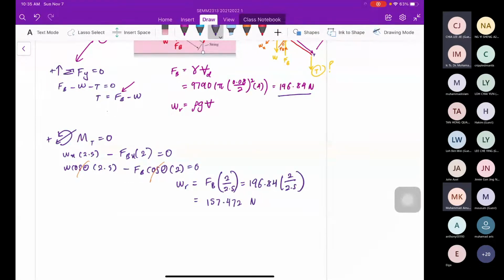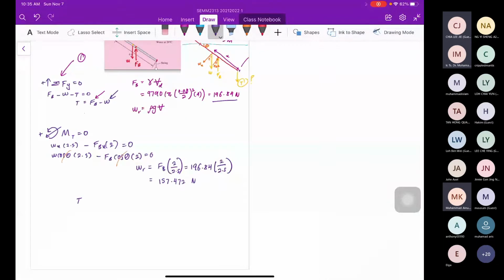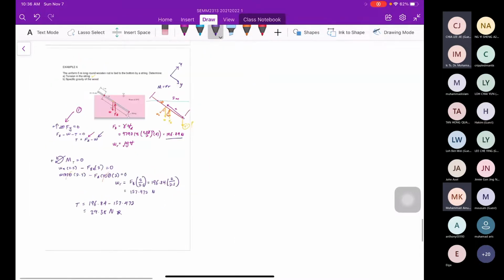We can find the tension equal to FB, which is 196.84 minus the weight 157.472 Newton. And finally, our answer shall be 39.38 Newton. Okay, so that is the tension.